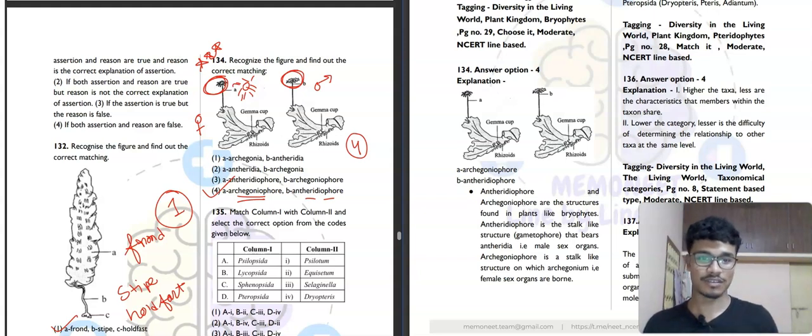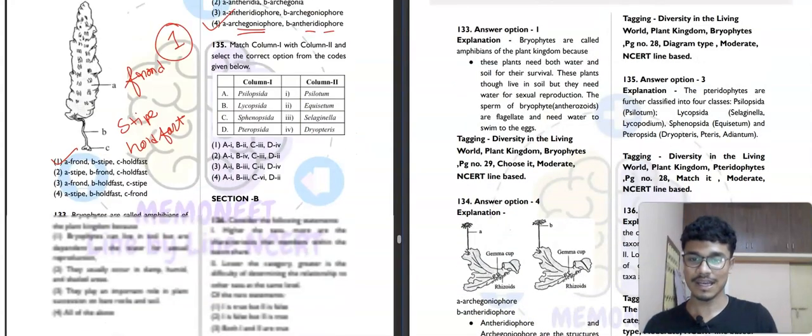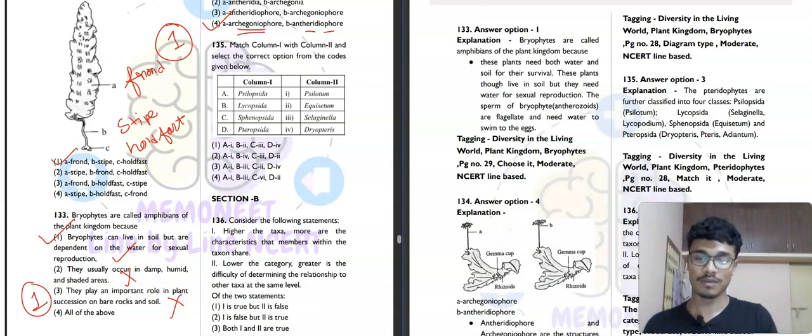Now we will move to the next question, question number 135. It says match the column. Psilopsida will be matched with Psilotum. Then Lycopsida will match with Selaginella. Sphenopsida will match with Equisetum, and Pteropsida will match with Pteris. So what will be the correct answer? Third. A is first, B is third, C is second, and D is fourth.